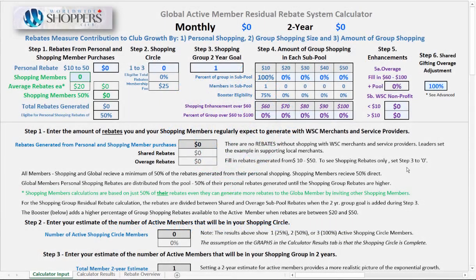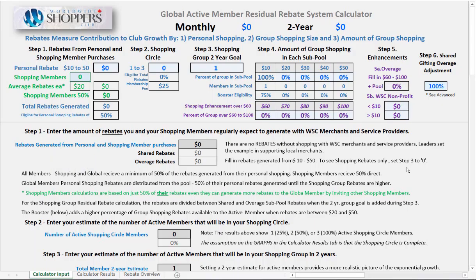What we're going to do in this video is go over the global and the shopping member residual rebate system calculator. Now the calculator is put together because it's one of the fastest ways to learn about the rebate system. You can either look at all the videos, which we have lots of, you can read some more, you can ask lots of questions, or you can not do any of that and just go ahead and do a lot of shopping, and each month you'll start to get rebates back, and then you can start to understand where they're coming from. But what we don't want you to do is lose out.